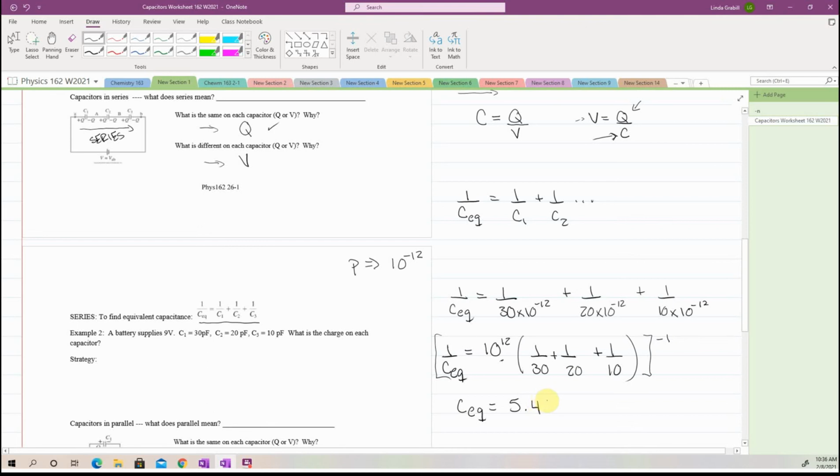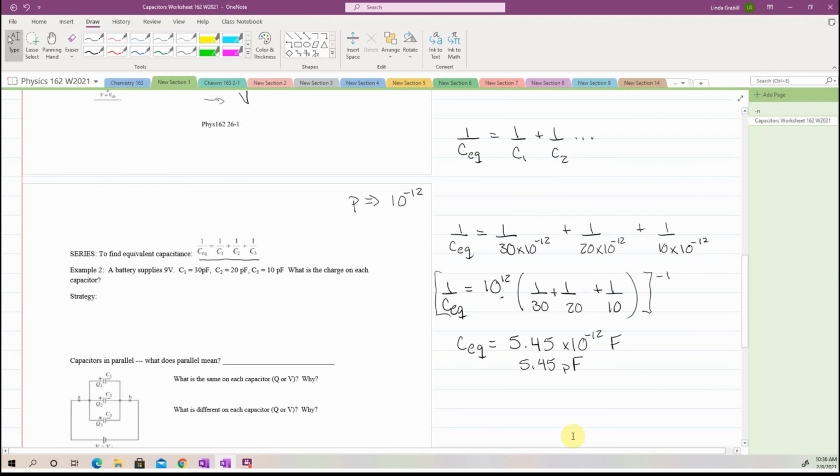So I'll end up with 5.45 times 10 to the negative 12 farads, or 5.45 picofarads. Okay, so now we have the equivalent capacitance. So our strategy here, our first step, is we want to simplify the entire circuit.